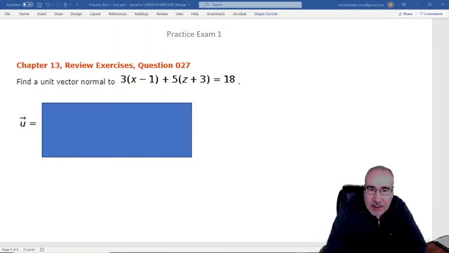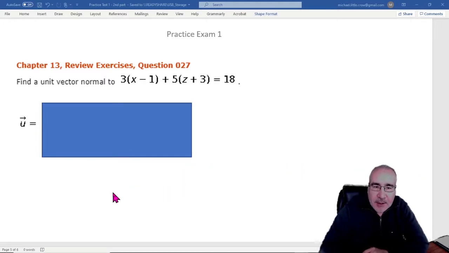Good morning. So let's continue on with a few more questions from the test review for Calc 2. Vectors, and then at the end, the last question we'll take a look at is coming up with a linear equation in 3 dimensions. Okay, so let's go here. We'll start with this question.